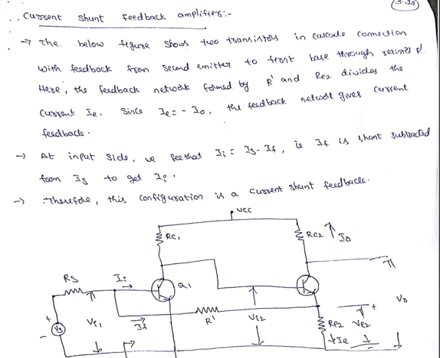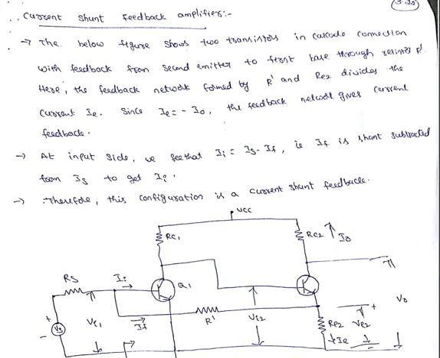Next is the calculation of your current shunt feedback amplifier. So here the below figure shows two transistors in cascaded connection with feedback from second emitter to the first base through the resistor R dash. Here the feedback network formed by R dash and RE2 divides the current IE. So since the IE is equal to minus I naught, the feedback network gives current feedback.